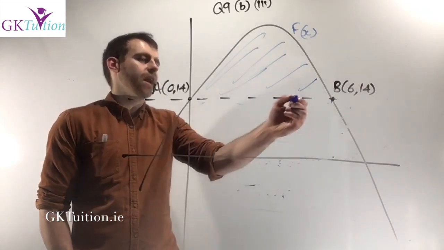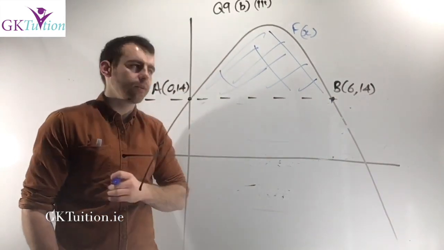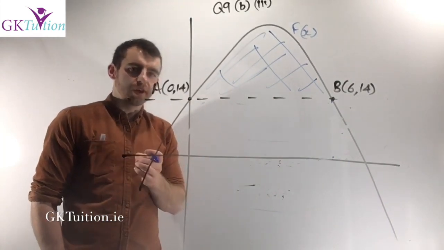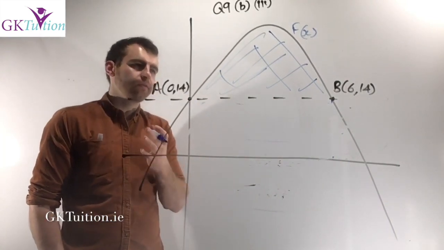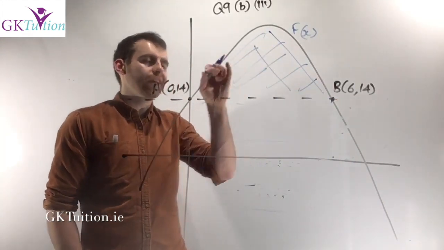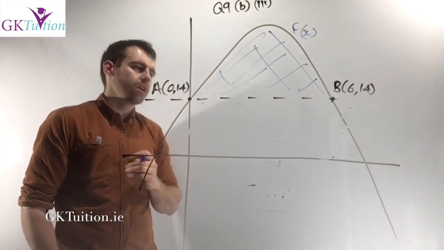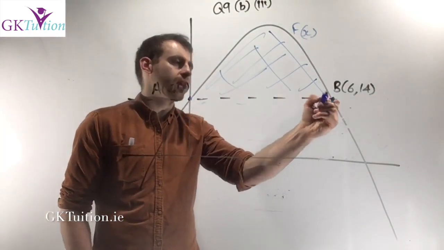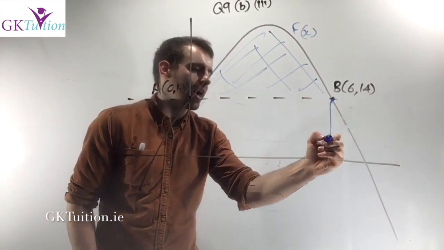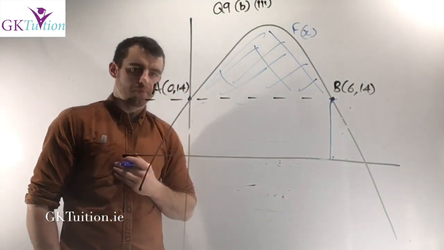In order to get the area of the shaded region, the area above AB here, what we need to do is use integration. If we integrated the function f of x using the limits 0 to 6, I will get the area of everything between the curve and the x-axis. So I'm going to integrate from 0 to 6 and I'm going to end up with the area, everything under the curve from 6 to 0.